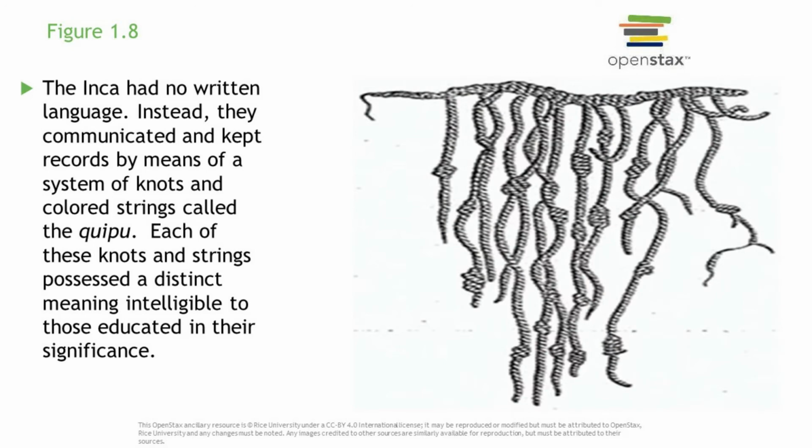Another interesting fact about the Inca is that they had no written language that we know of. Instead, what they did is they communicated and recorded history and information by using this thing called a quipu.